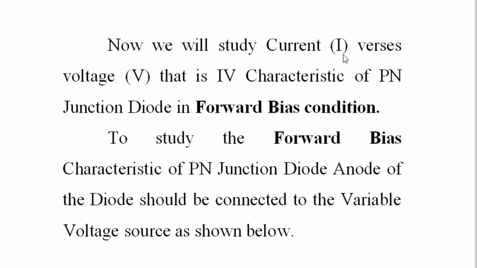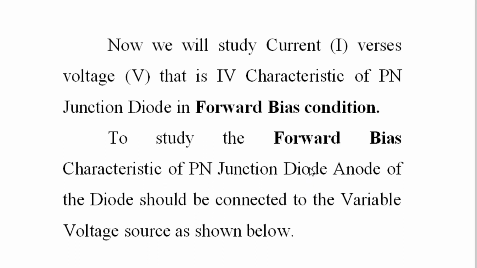Now we will study IV characteristics, current I versus voltage V, of the PN junction diode in forward bias condition. Today we'll focus on the forward bias characteristics of the PN junction diode. The anode of the diode should be connected to the variable voltage source as shown below. Variable means what? The input voltage applied is not constant. 5 volt, 2 volt, 3 volt. That input voltage is varying. Its magnitude is changing, and we will apply this variable input voltage to the anode of the diode.